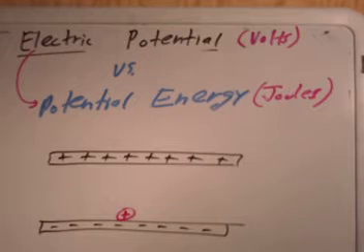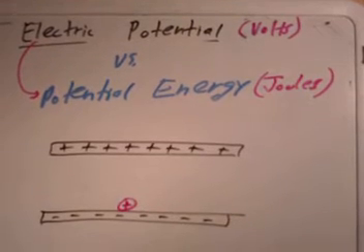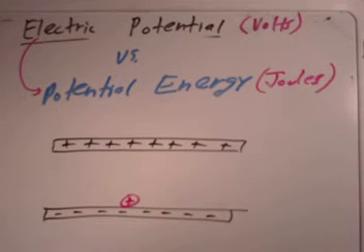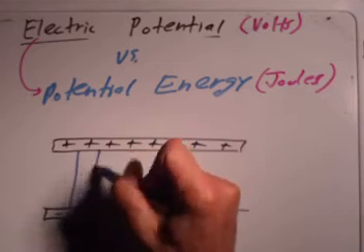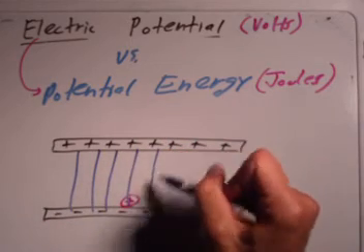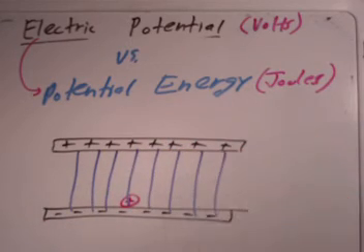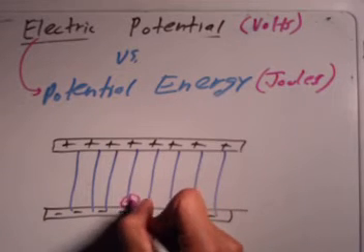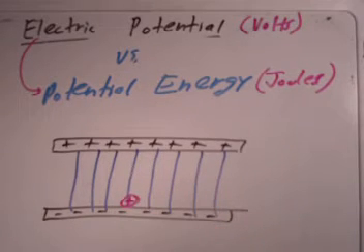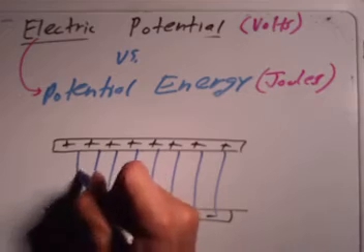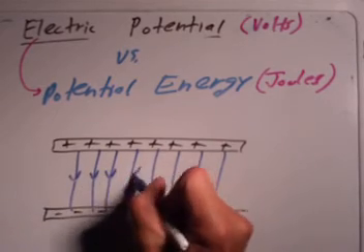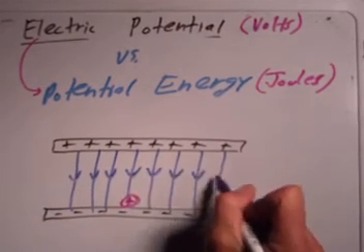So let's see if we can talk a little bit about the difference between them, because there is one, but they are related. What we'll do is go back to that proton, which got itself stuck between the plates of a capacitor like this. As the proton sits between the plates of a capacitor, there are electric field lines going down like this. Electric field lines always point out of positive and into negative, so down like this.